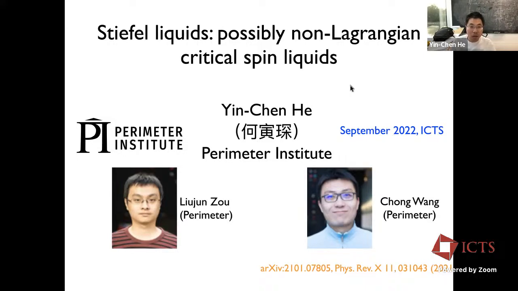So in this virtual talk, I will talk about something that we are very excited about recently. It's a new type of critical spin liquids. The work was a collaboration with Liu Junzhou, who is a postdoc at Perimeter, and also Chong Wang, my colleague at Perimeter, and they are the true heroes of this story. The paper was posted and also published last year.